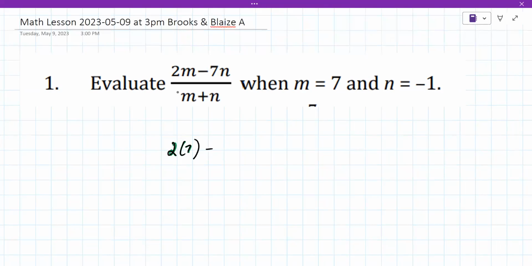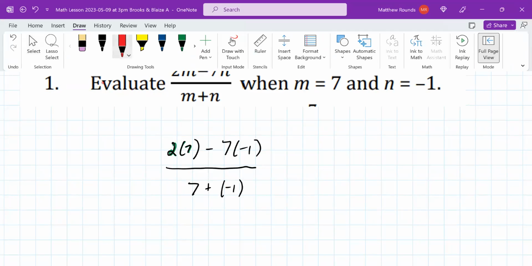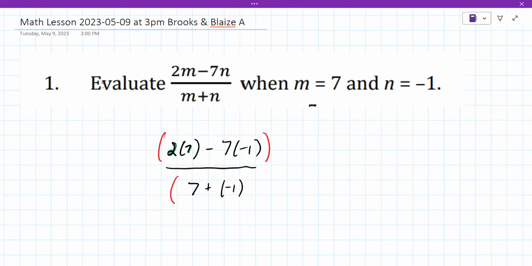2 times 7. Now notice I substitute in parentheses. Very important to do the same, especially for negative numbers. For positive numbers, not so important, but for sure for negatives, it's a good thing to do here. Now there's what's called implied parentheses in the numerator and denominator. You have to do what's in the numerator first, then what's in the denominator separately.